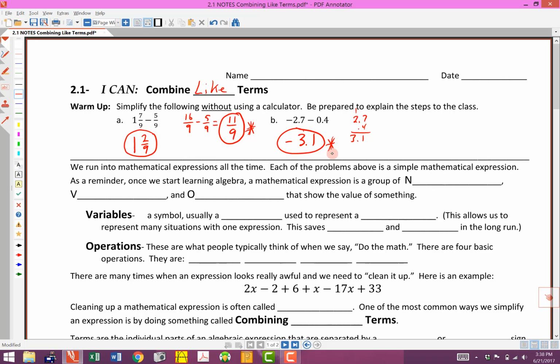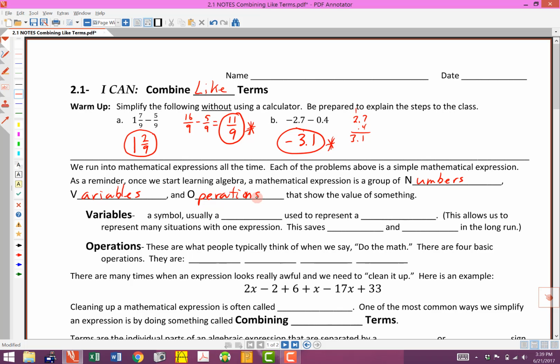Alright, so these are a type of mathematical expression, and we run into mathematical expressions all the time. These happen to be very simple ones that you're already familiar with. And just a quick reminder, as we start learning algebra, a mathematical expression is a group of numbers, variables, and if you don't know what a variable is, we're going to talk about those in just a second, and operations. And we've talked about operations before.